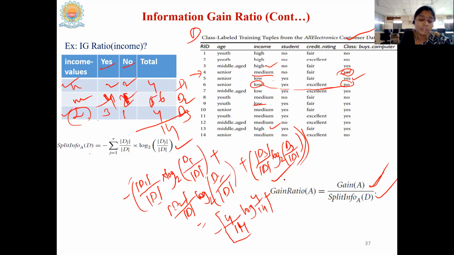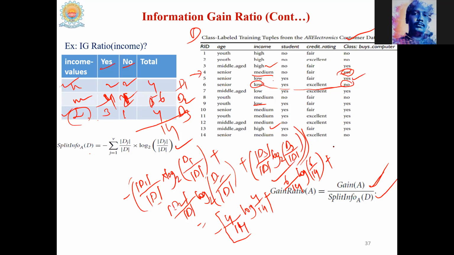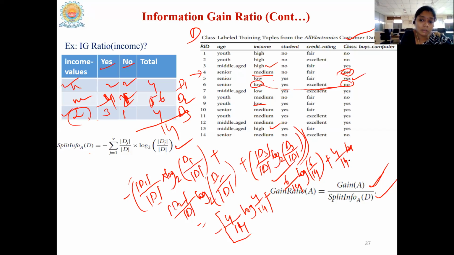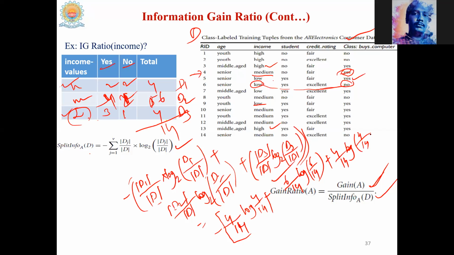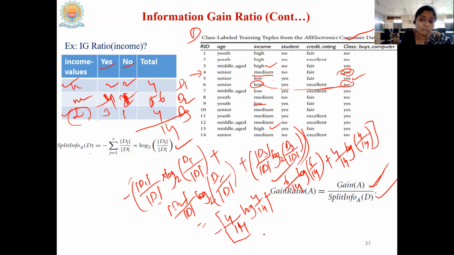Next, coming to D2. How many tuples are there in D2? 6, madam. 6 by total 14 we are having. Yes. Again 6 by 14. And next, coming to the third partition. 4 by 14, ma'am. Yes, 4 by 14 log 4 by 14.